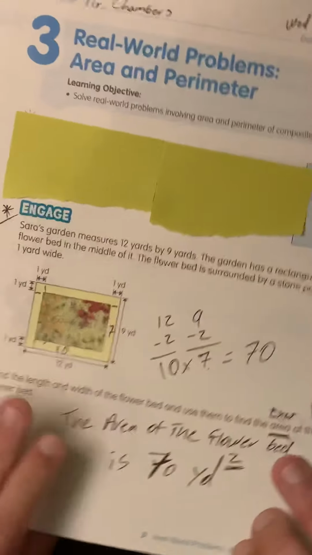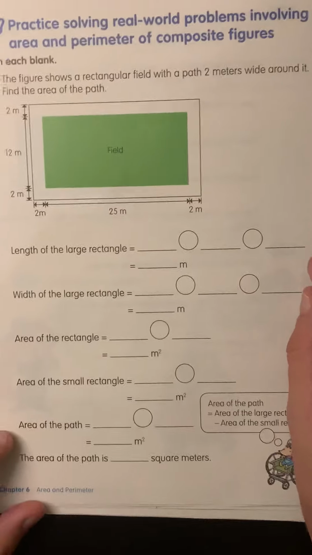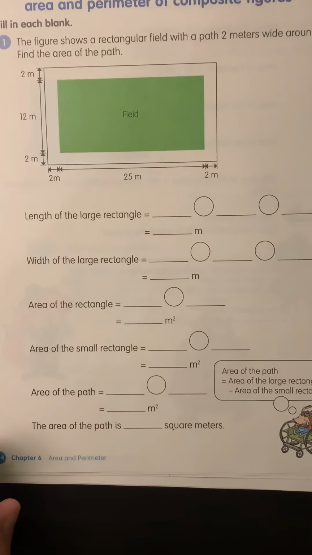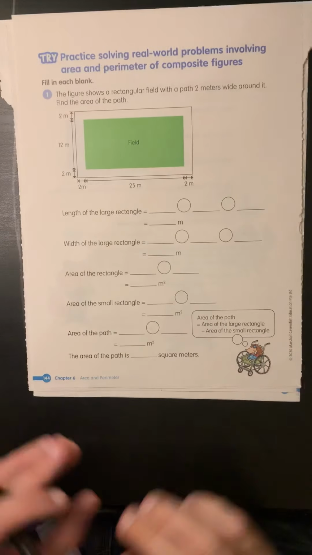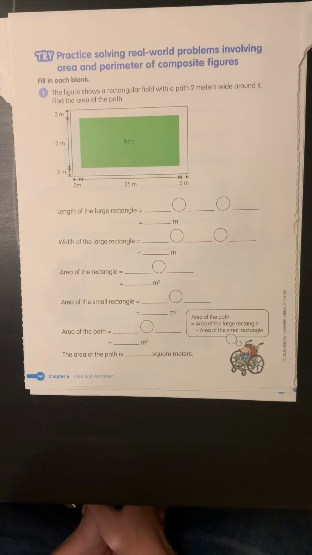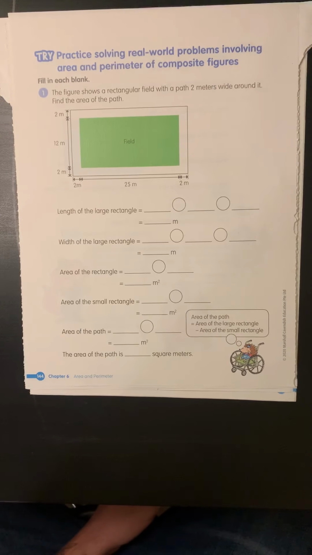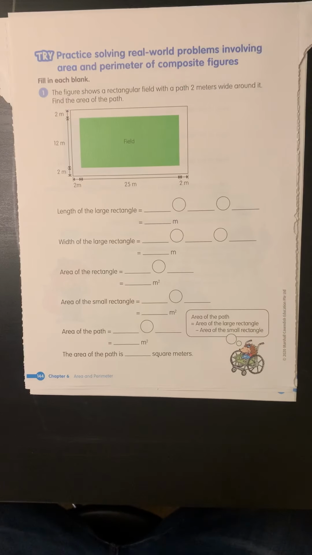Now I'm going to skip 2 pages till I'm on page 144. This says try to practice solving real-world problems involving area and perimeter of composite figures. I'll read the problem. If you would like to pause the video to try it on your own and come back to see what I've come up with on my end, you are more than welcome to do so to get you practice in this.